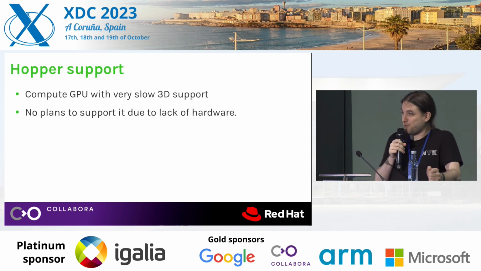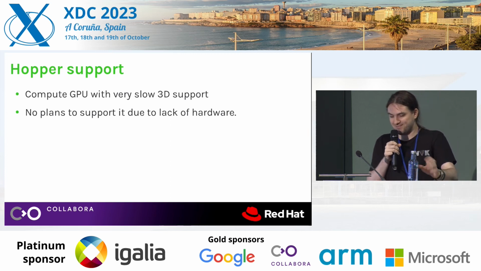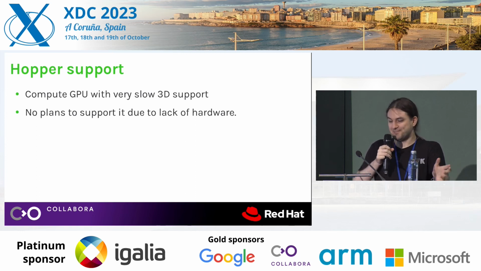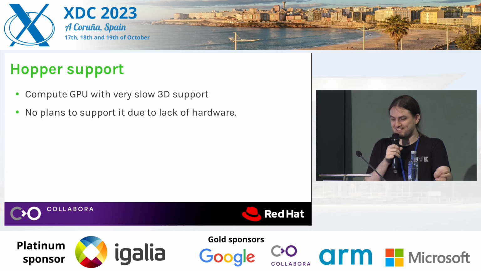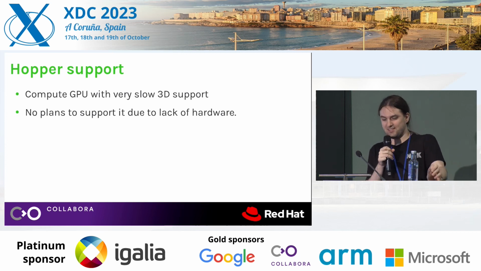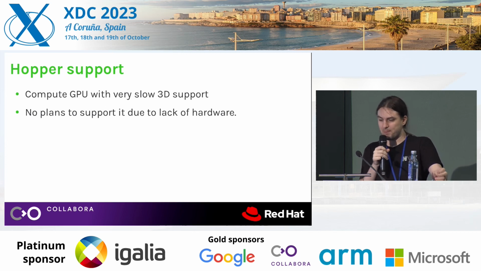NVIDIA also released Hopper as a GPU. Sadly, nobody has been able to actually test if the Nouveau code is working with it because the hardware is expensive and nobody really has it. If somebody of you has it, please give it a try. We know that the compute support is a little bit different, and the GPU support is also kind of weird, but I think from a hardware perspective, it works the same. It's just very slow.